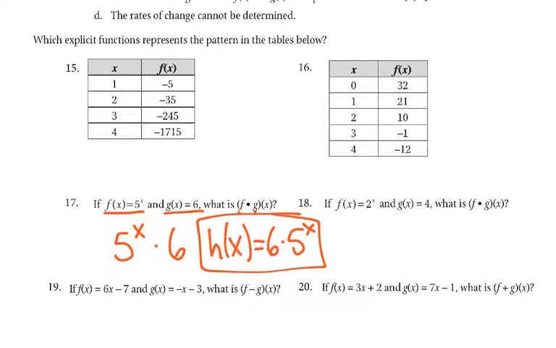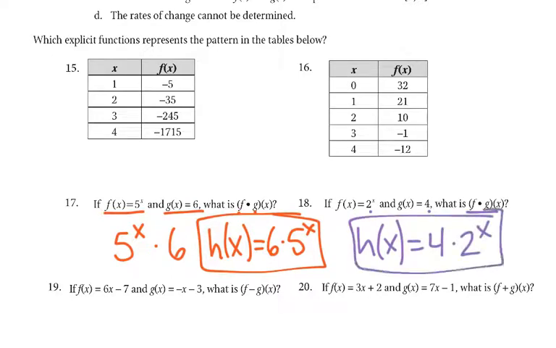Okay. 18, same idea. We're timesing 4 and 2 to the x, can't combine them. So for my new function, we'll call it h of x, it's going to be 4 times 2 to the x. That's all you can do. Now 19 and 20, we can do a little more.